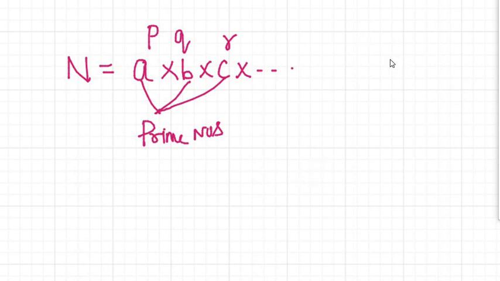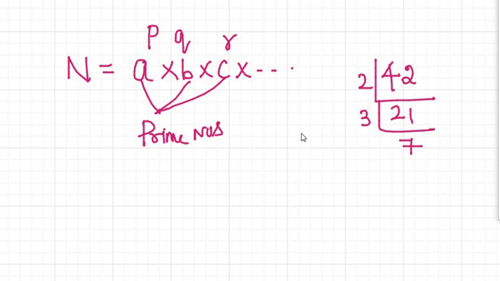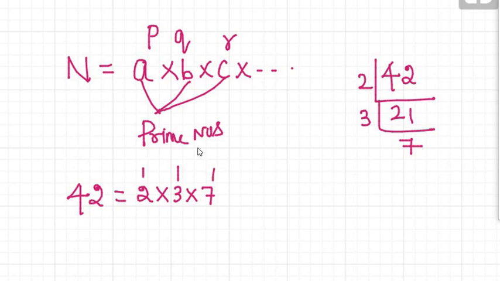For example, I want to write 42. How can I write 42? 42 divided by 2 gives 21, then divide by 3 and 7. So the number 42 can be written as 2 into 3 into 7, that is 2 power 1 into 3 power 1 into 7 power 1. Therefore p equal to 1, q equal to 1, r equal to 1, a is equal to 2, b is equal to 3 and c is equal to 7.